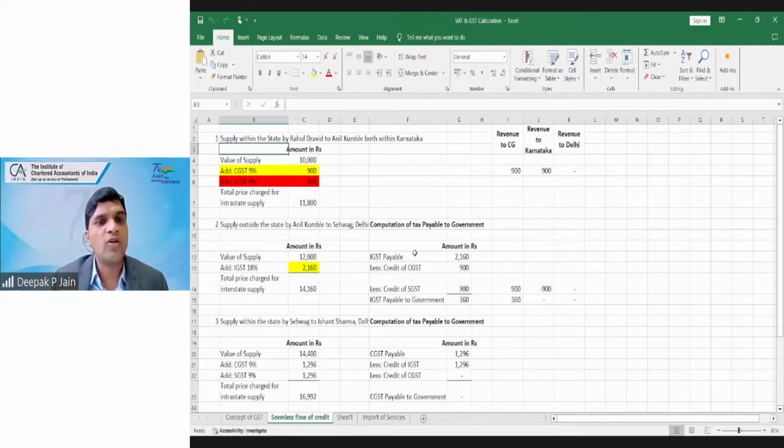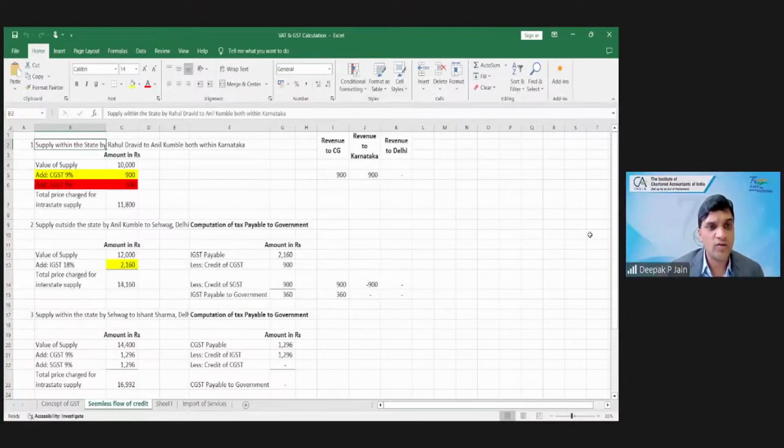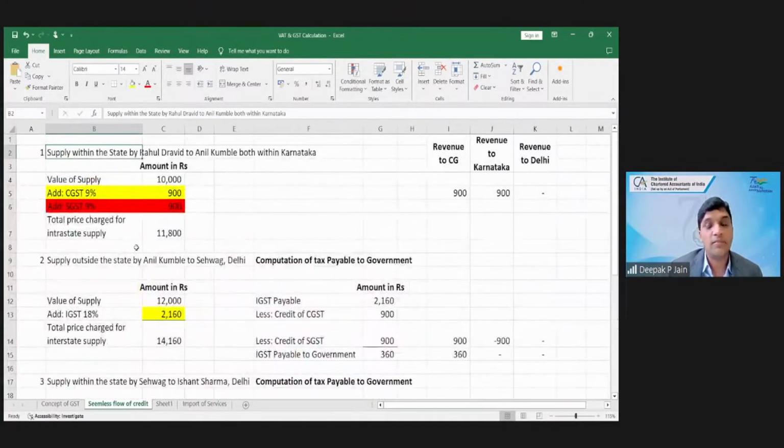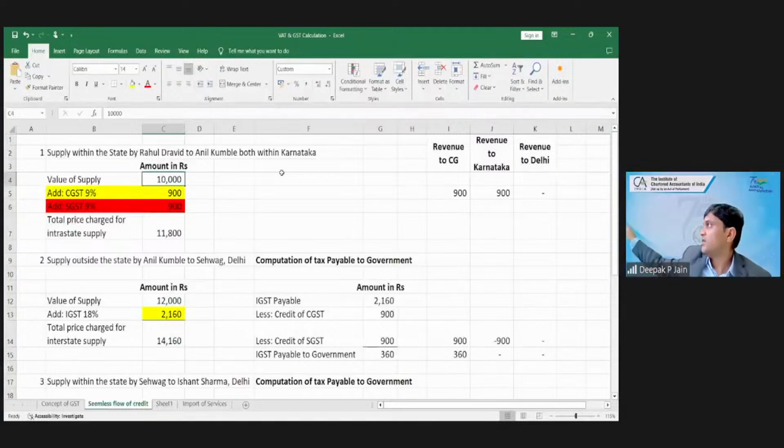Okay. Now there is a supply of goods between a person to another person. Now Rahul Dravid, supply within the state by Rahul Dravid to Anil Kumble, both are within Karnataka. Okay, we know that both are in Karnataka. Now he is supplying a product. The value of the supply is 10,000 rupees. On that, he will charge CGST and SGST. Why CGST and SGST? First of all, why not IGST?